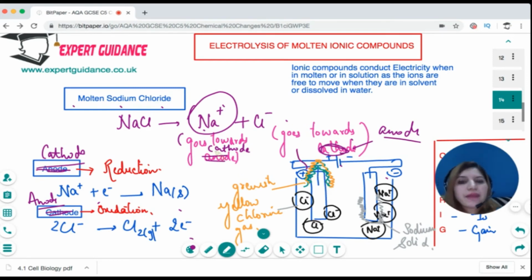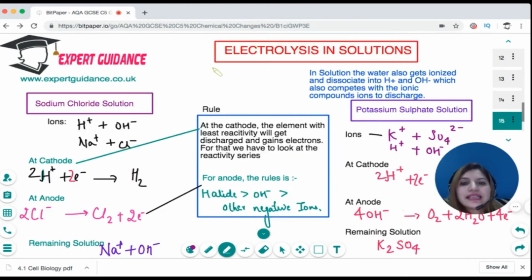Okay. Now remember, this is molten sodium chloride. Molten sodium chloride means there's no solution, that is, it just has sodium and chloride ions. Now you remember from the bonding topic, ionic compounds conduct electricity when in molten or in solution, as in the molten or solution phase, the ions are free to move. Okay. Now let's see if this would have been a solution, what would have changed? Now, sodium chloride solution means it has sodium and chloride ions, plus water is also present, and water also dissociates into H+ and OH- ions.